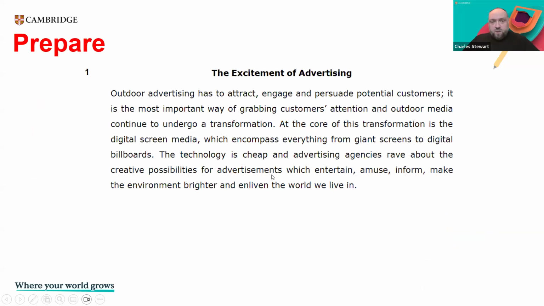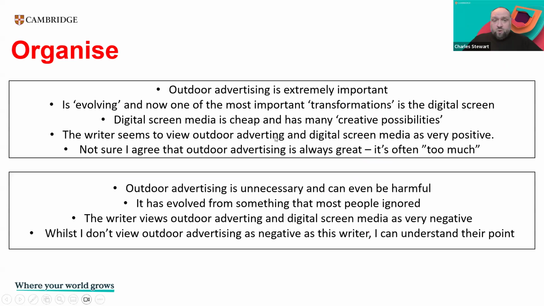With prepare, you go through, read with your pen the two texts, underline, circle, make notes. Make sure that you have a good understanding of the texts themselves, before you then begin to organize your thoughts. Make sure if you want to write it out, just make a few notes, it's fine. If you want to draw a spider diagram or a concept map, that's fine as well.